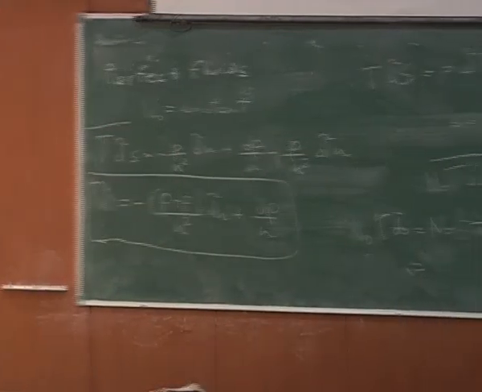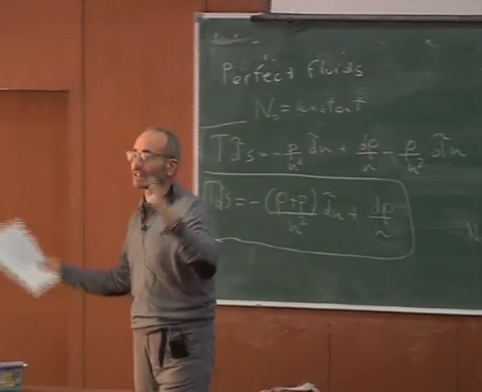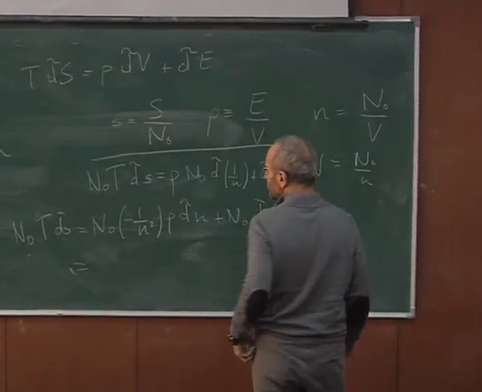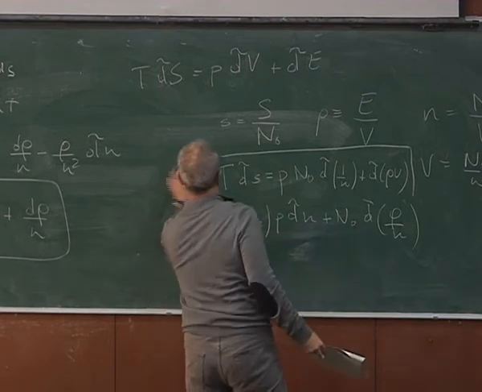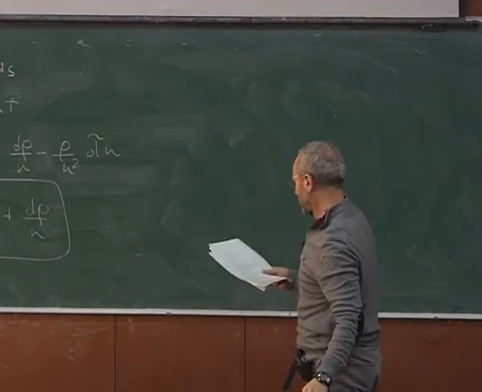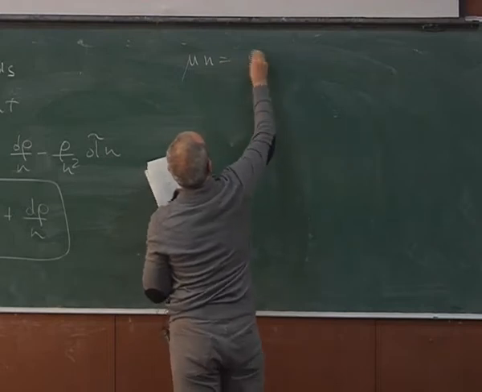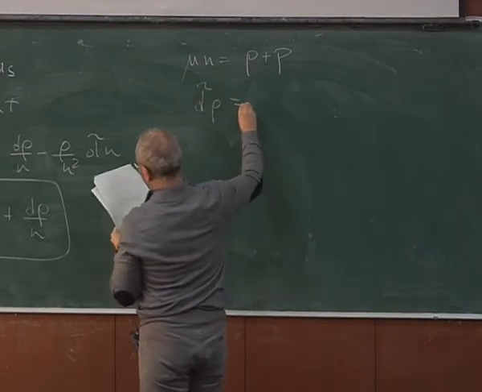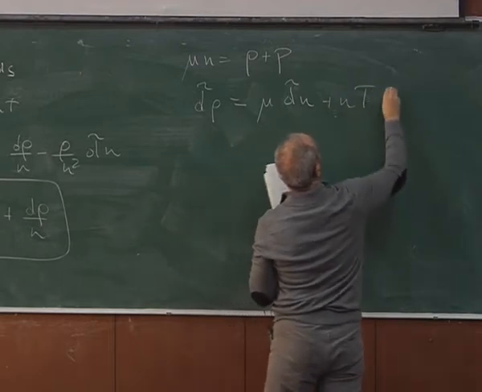this relation, as it is, can be applied also in cosmology, because in cosmology we have energy density, number density. We don't know the exact volume, but we know the total volume, but we can still know what the energy densities are. And another thing that I want to do, I want to introduce mu. So mu n we define as rho plus P. So then this relation becomes the following. d rho is equal to mu dn plus nT ds.